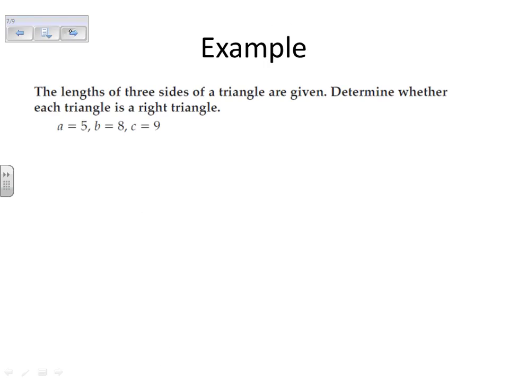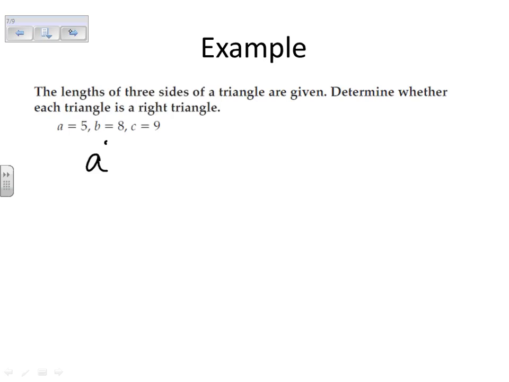In this one, it is determine whether this triangle is a right triangle. And remember the very first slide we talked about, if you plug that into the Pythagorean theorem and it equals, then it is a right triangle. If it does not equal, then it's not a right triangle. And I'll show you what I mean by that.